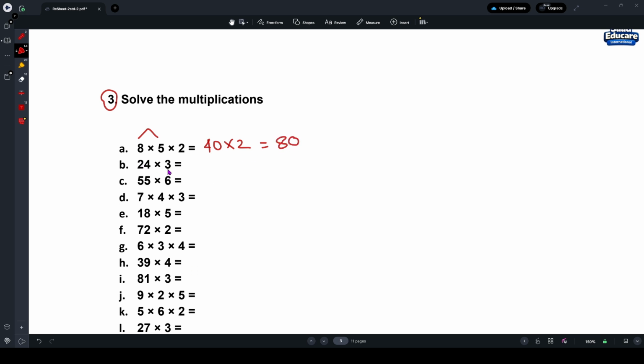Now 24 times 3. 3 times 4 is 12, carry 1. 3 times 2 is 6 plus 1, 7. So here is 72. Then 5 times 6. 5 times 6 is 30. Here is a 3, carry. 6 times 5 is 30 plus 3. It means 33. So here is 330.